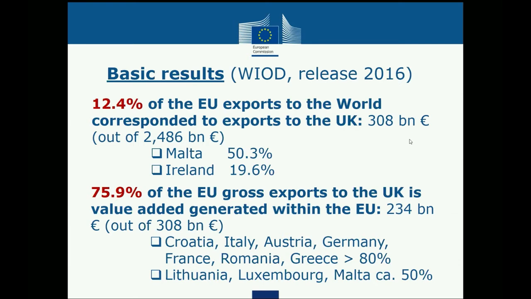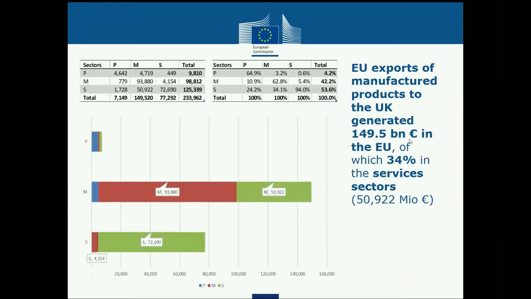But how much of the value added generated by those EU exports to the UK is retained within the EU? The answer is approximately 3/4. It is over 80% in countries like Croatia, Italy, Austria, Germany, France, Romania, and Greece, and much below 50% in countries like Lithuania, Luxembourg, or Malta. Malta seems to be a remarkable case, exporting a lot to the UK and retaining the least value added in the EU. That's something to investigate further.